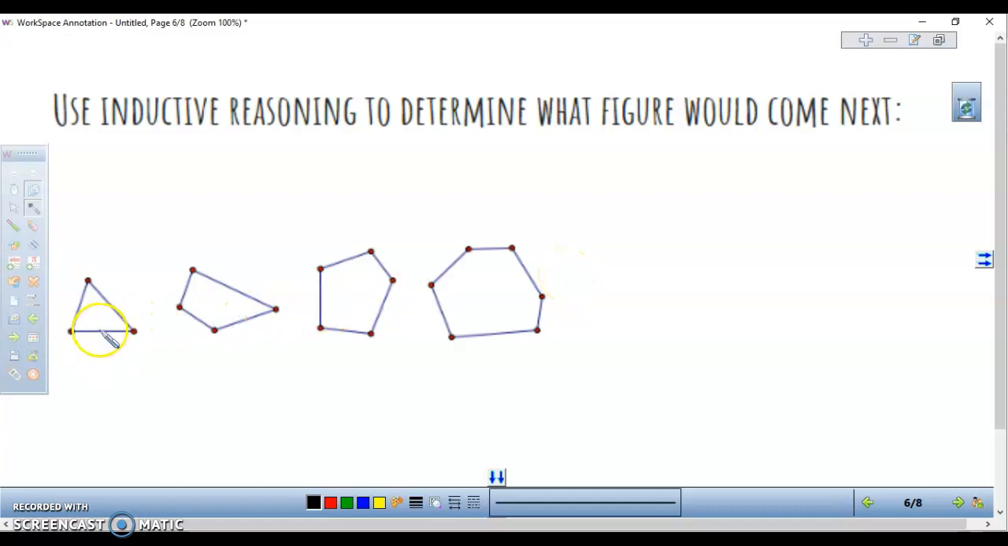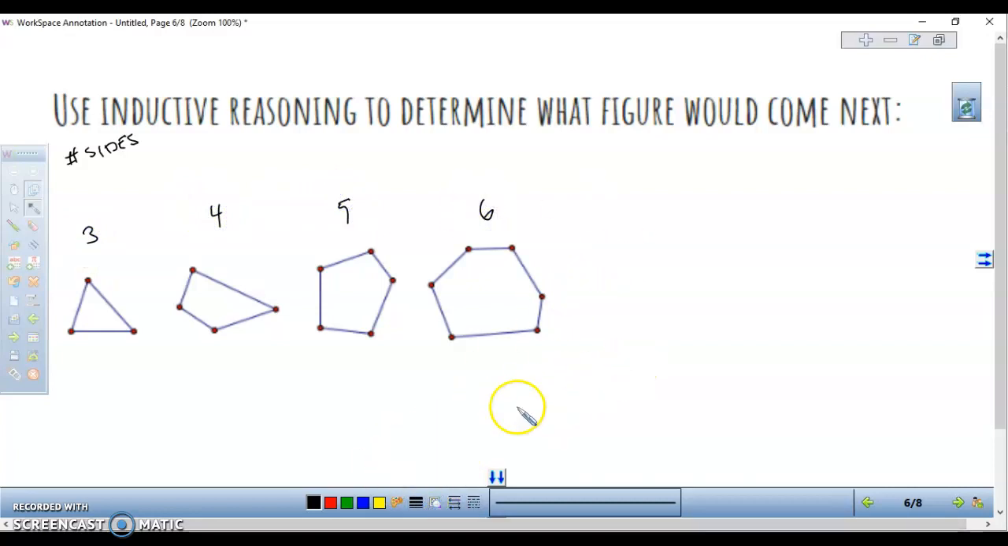We got ourselves a 3-sided polygon or a triangle. Then we got a 4-sided polygon or a quadrilateral. Then a 5-sided polygon or pentagon. Then a 6-sided polygon or hexagon. So what you notice is that they're all polygons, and what's changing is just simply the number of sides it has. So we had 3 sides, and 4 sides, and 5 sides, and then 6 sides.